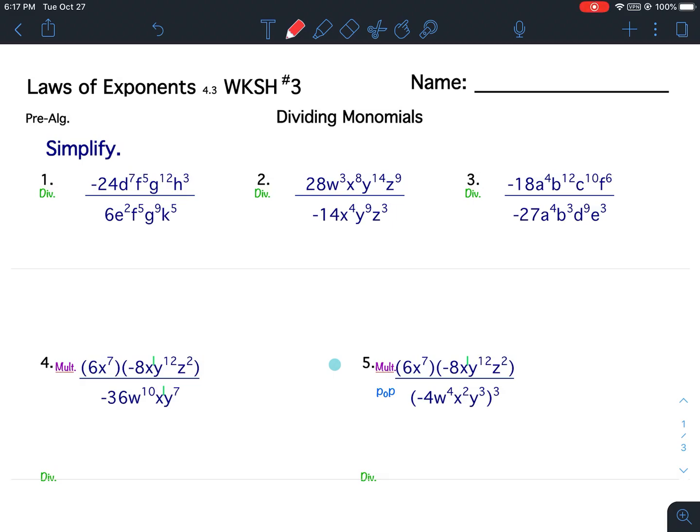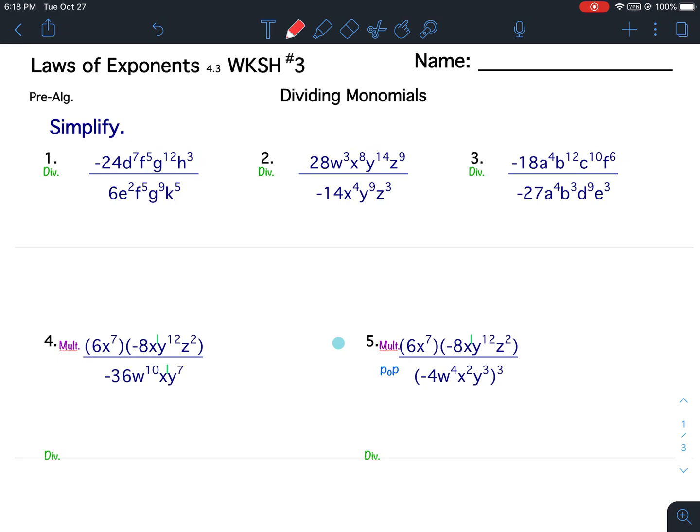Laws of Exponents 4.3, worksheet number 3. I'm not going to really help you with 1 through 3. They are all one-step problems. For all 3 of them, there are no parentheses in the numerator, no parentheses in the denominator, which means the only operation to perform on all 3 of them is division. And remember, division is where you do your cross-out stuff.